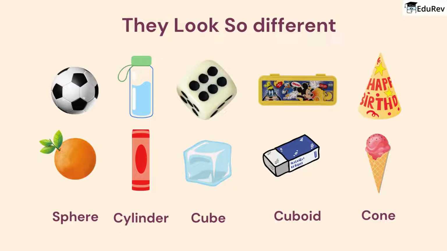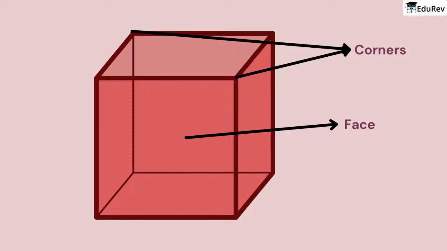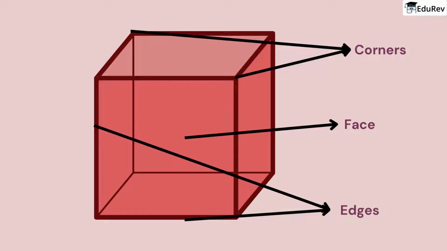Notice how all these look so different from each other. What makes them different? Let's find out. Look at this cube. It has some flat sides. It also has pointy corners. And see, it has lines too. These flat sides are called faces. We call these pointy corners vertices. And the lines joining these corners are called edges. These three make the shapes different from each other.